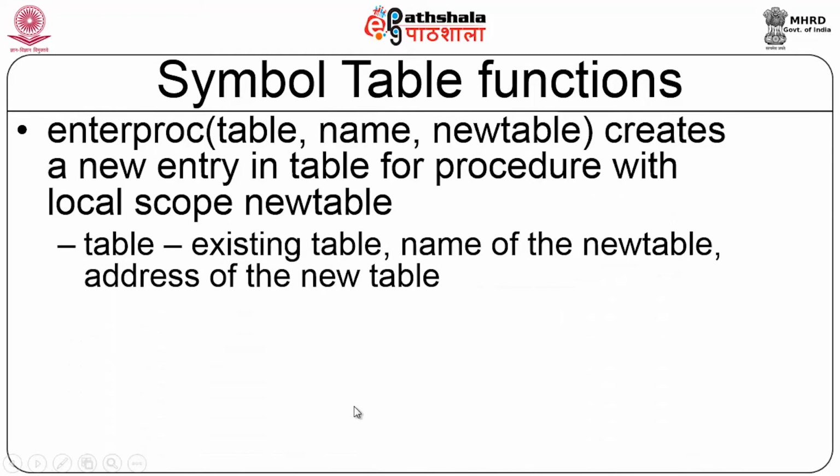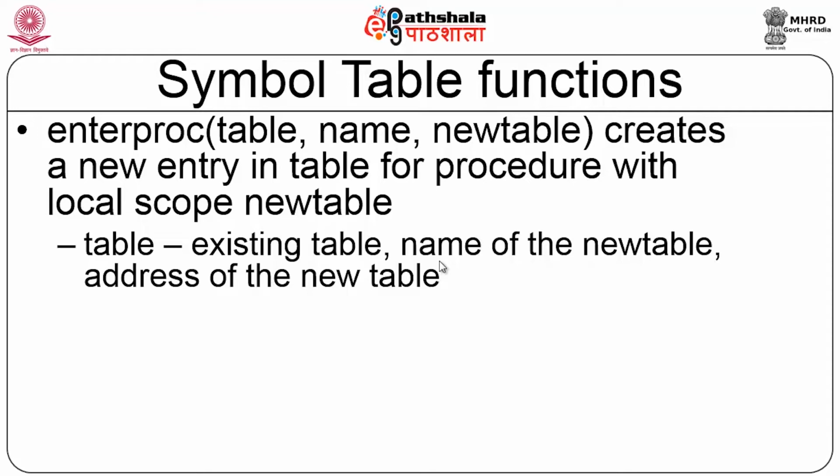The next one is called enter procedure, enter proc, which has a table name and a new table. It creates a new entry in the table for a procedure with local scope new table, meaning that table is the existing table, and new table will be the table which is getting created. So, in the parent symbol table, the new table's information will be there, and there will also be an address pointing to the address of the new symbol table.